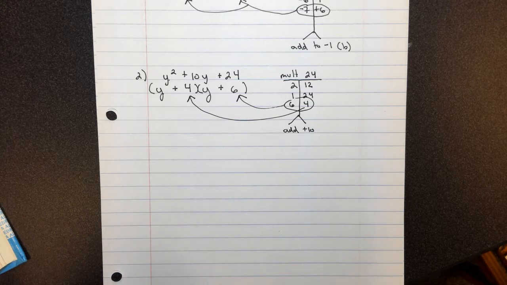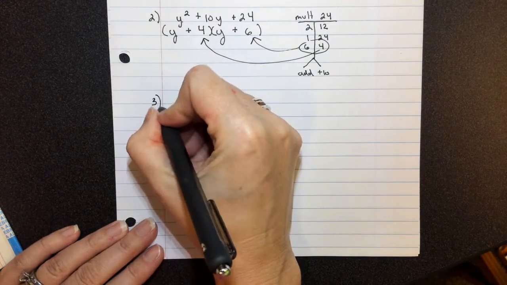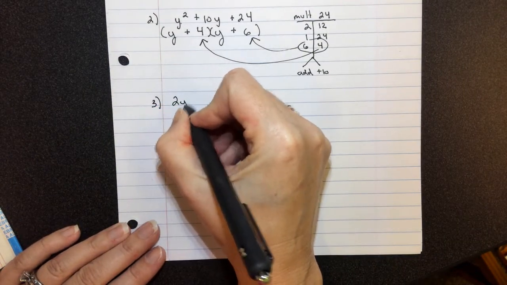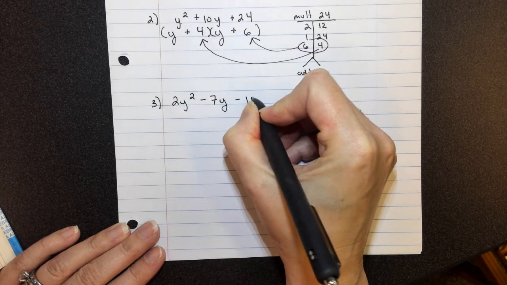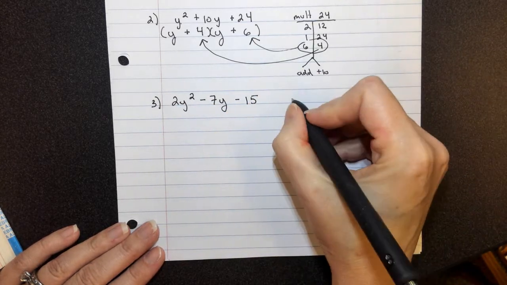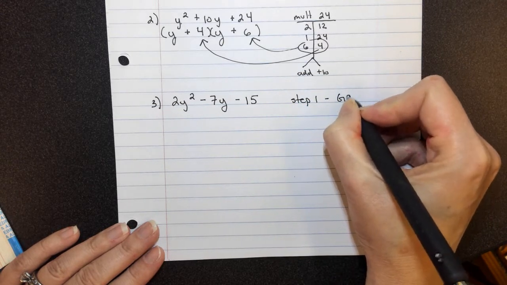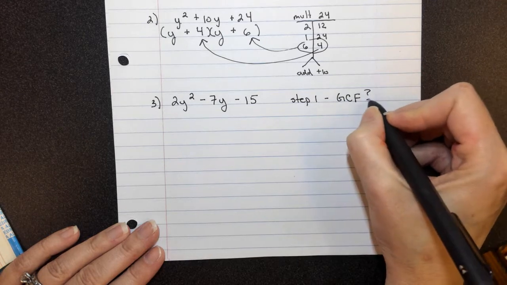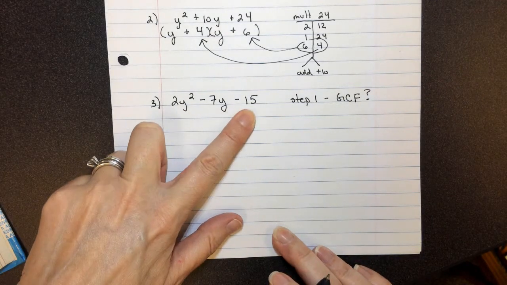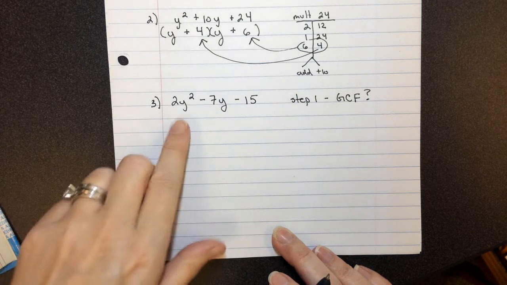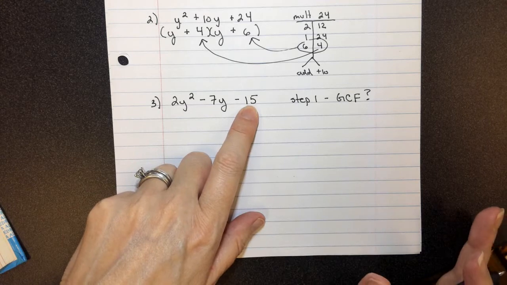But now we're going to step up a little bit further, and we're going to try this guy: 2y squared minus 7y minus 15. Step 1 is always, is there a GCF? If there is any GCF, we need to divide it out. Well, 2, 7, and 15 are not common factors of each other, so there's no GCF.